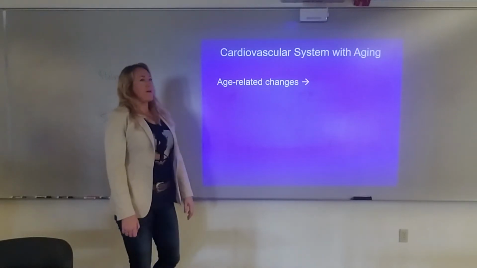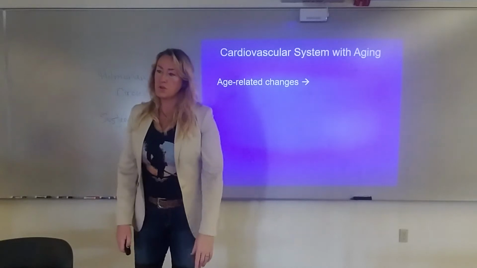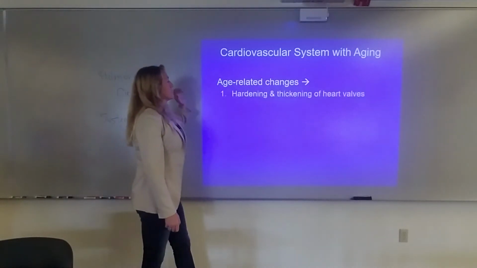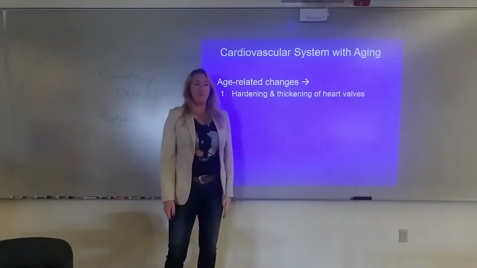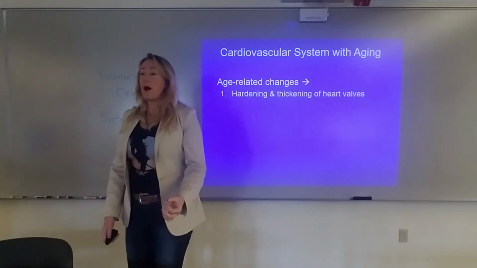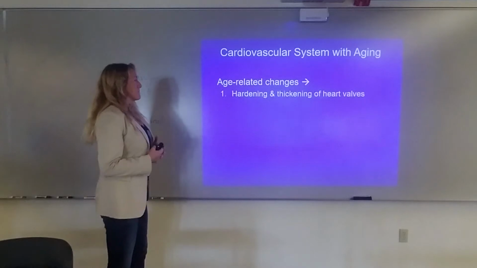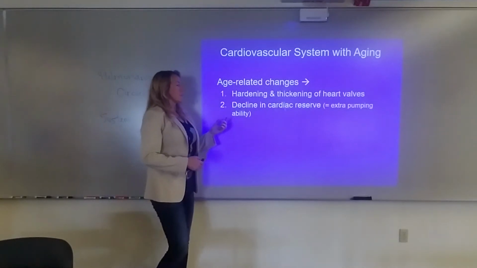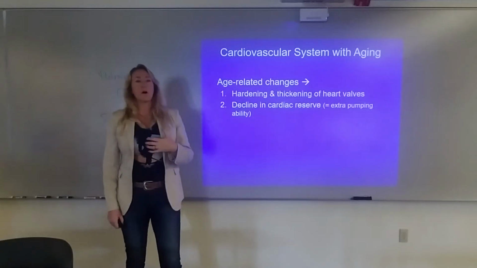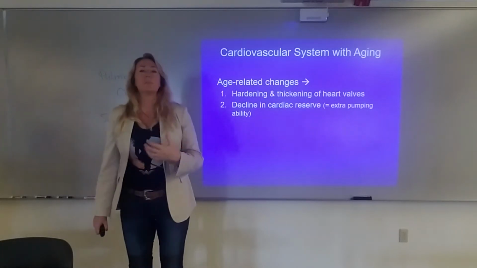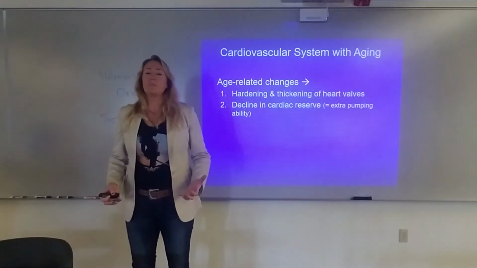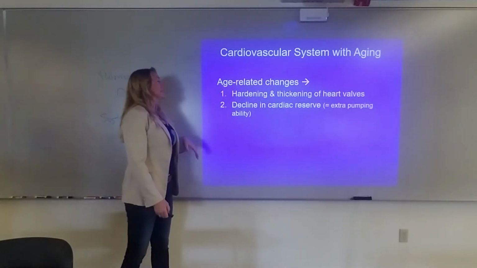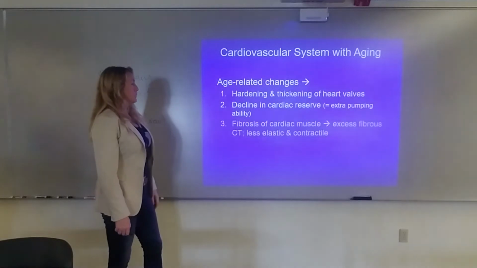So there are some cardiovascular changes that happen with age. So we're going to go through age and then the effects of exercise like we always do. The age-related changes, there's a hardening and thickening of the heart valves. That can happen. So the valves get a little more thick and less elastic. There's a decline in cardiac reserve. So cardiac reserve is the heart's sort of extra pumping ability. It's reserved to have sort of this extra power or ability when it's needed. That goes down a little bit with age as well.